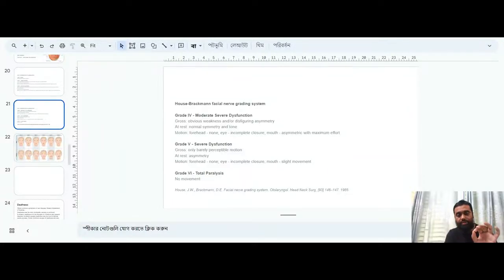At rest, there is normal symmetry and tone. In grade 4, there is normal symmetry and tone when the patient is at rest. When she tries to move her mouth or forehead or the eye, she cannot do anything completely with a grade 4 lesion. So you can memorize this thing like this.